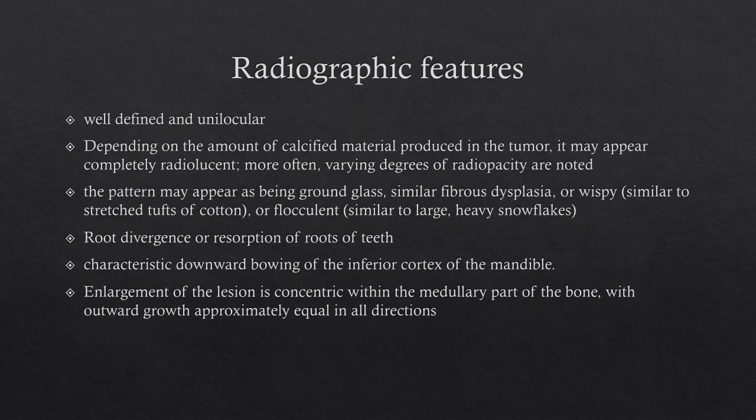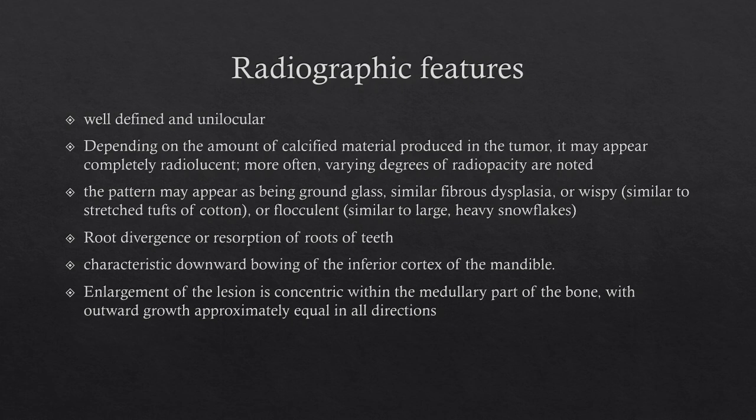The radiographic features are well defined, and it is unilocular with a soft tissue capsule. Depending on the calcified material produced, there are different stages in which the lesion can be viewed, that is the radiolucent, mixed, and radio-opaque lesion. It can be very similar to fibrous dysplasia when viewing.